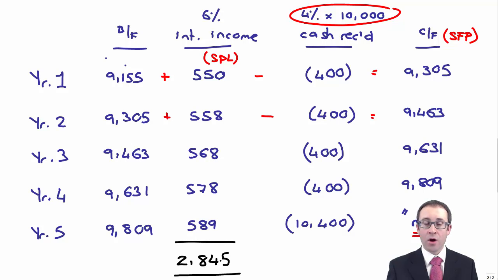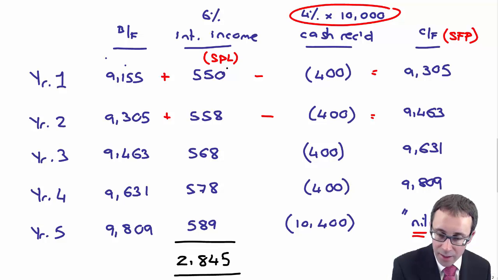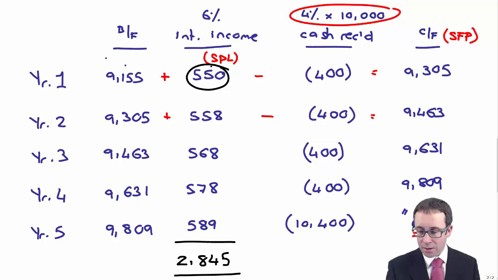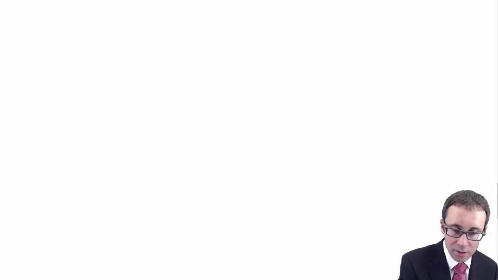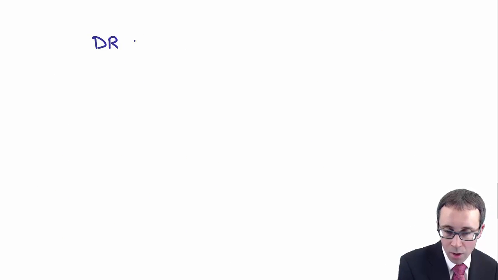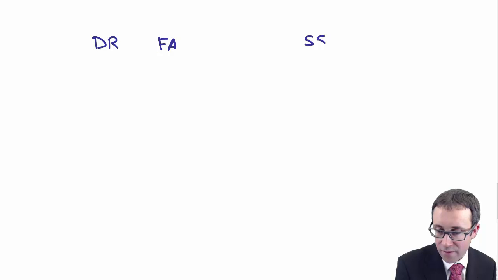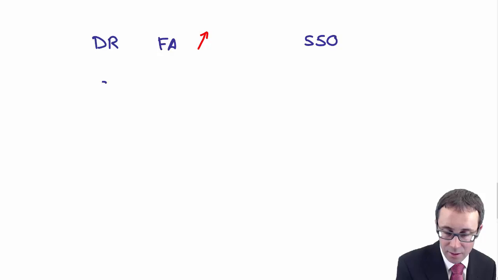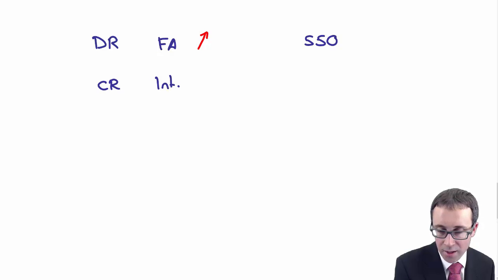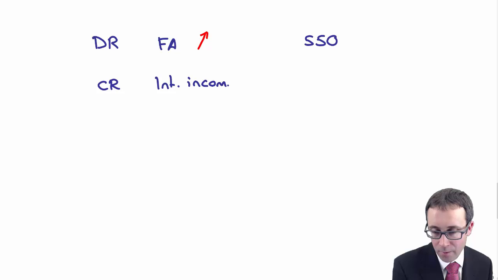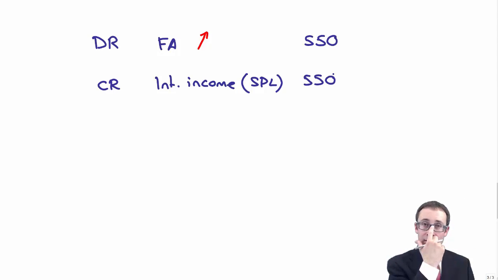That's it. The only bit that I suppose I can add is how do we then deal each year with that interest income with regards to a journal entry? Well, in year 1, you are going to debit the financial asset with the 550, because you are increasing your financial asset, and then you will credit your interest income. That credit to interest income is in the statement of profit or loss at 550.